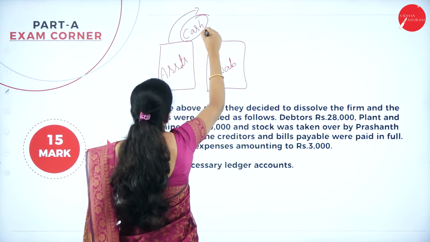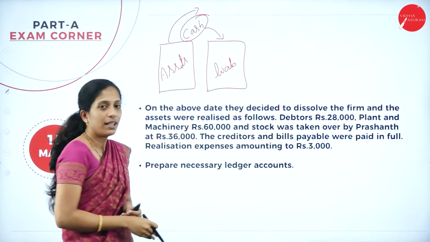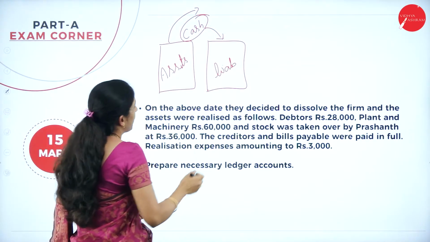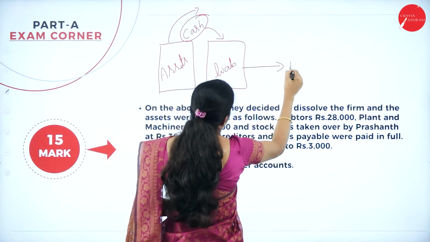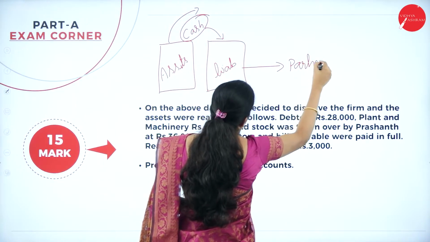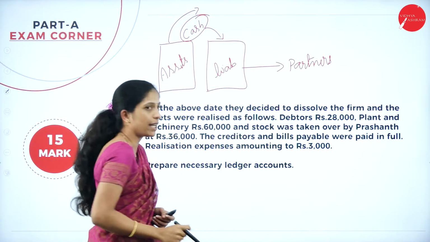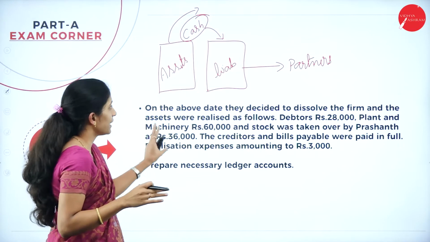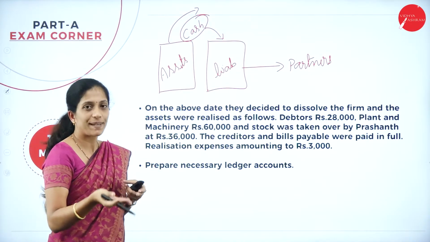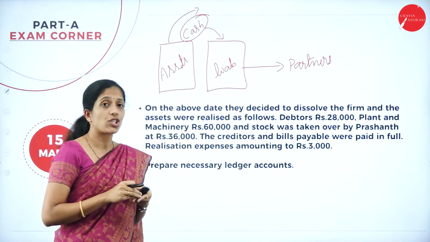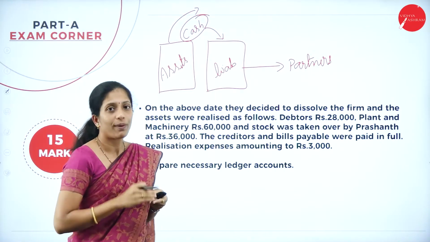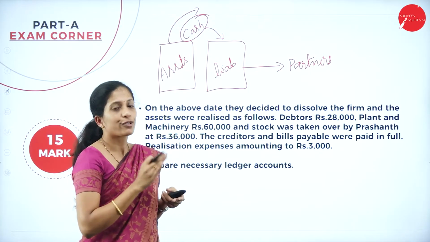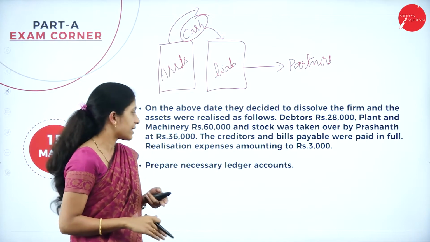So using that cash, you will make the payment to liabilities. After making payment to liabilities, if any amount is left, it will be distributed among the partners in their profit sharing ratio. In the adjustment they will give what assets are being sold, and in certain situations some assets will be taken over by the partners. That also has to be recorded in your realization account.